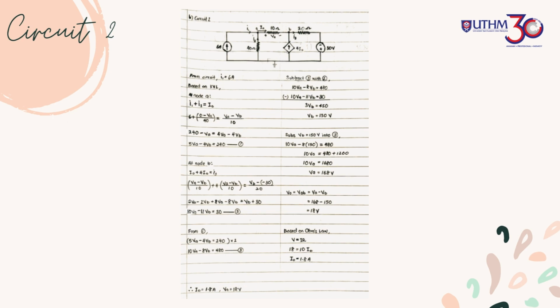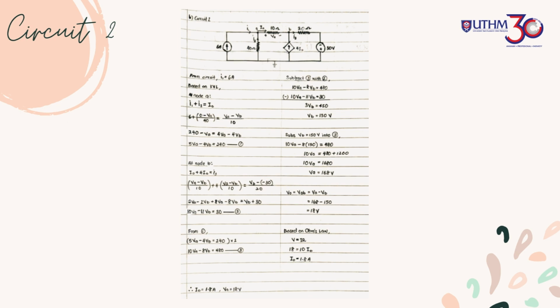Next, the first equation is multiplied by 2 to get equation 3, and from there, we will subtract equation 3 with equation 2 to get the voltage value at node B. So, the voltage at node B that we get is 150 volt. Next, by substituting back the voltage value at node B into equation 3, we will get the voltage value for node A, which is 168 volt.